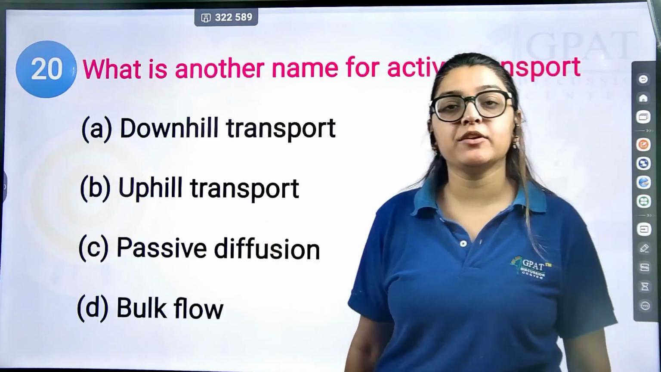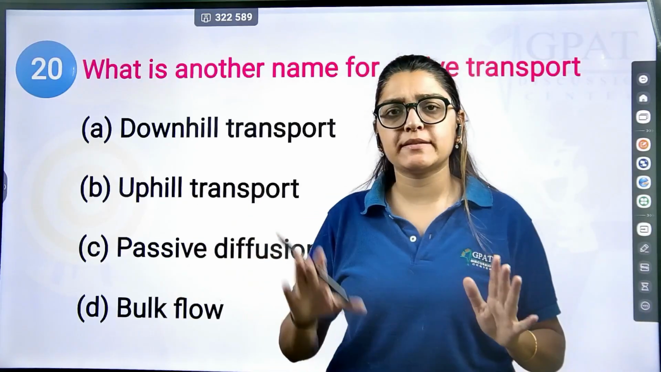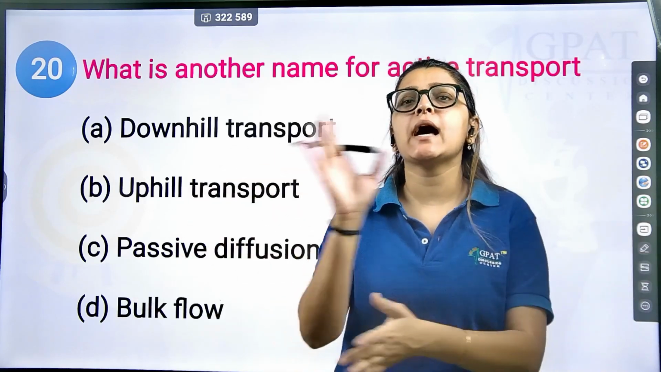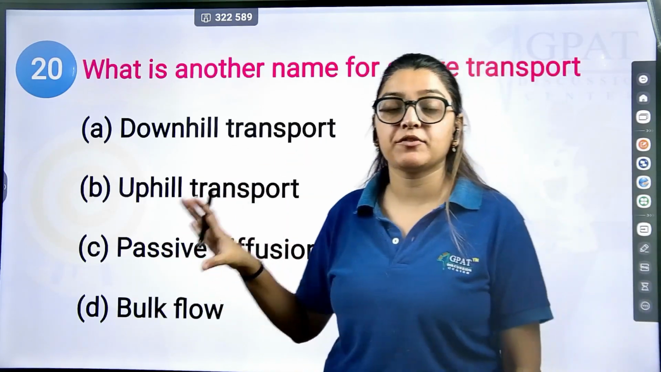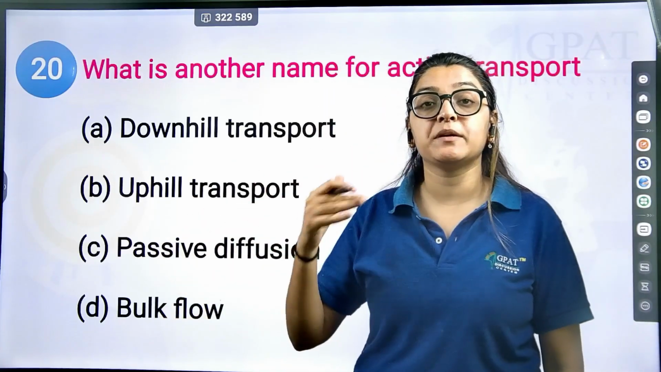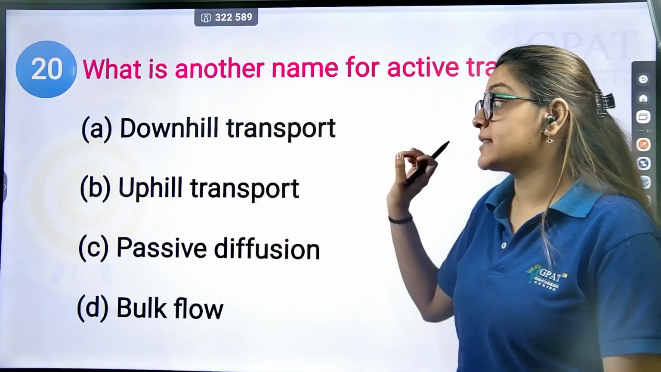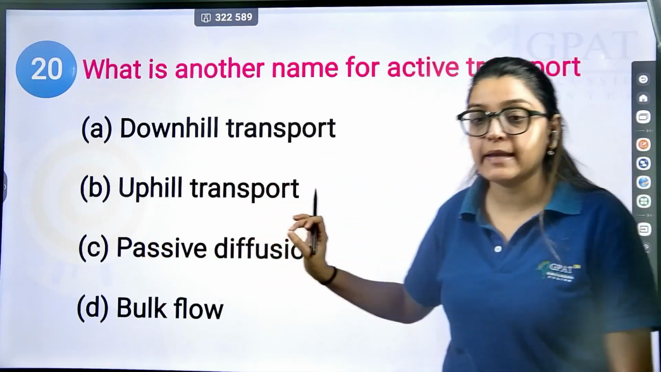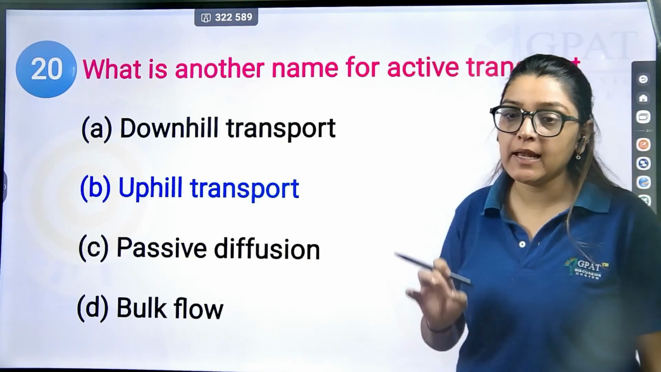Then we have passive diffusion in which no energy is required. Just on the basis of concentration gradient, the molecules are transported. But here it is a downhill transport. Passive transport is always a downhill transport because it does not require the expenditure of energy. But active transport requires energy, and thus we call it an uphill transport. Okay, so another name will be uphill transport, right?